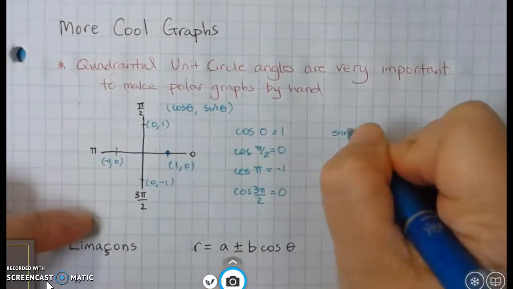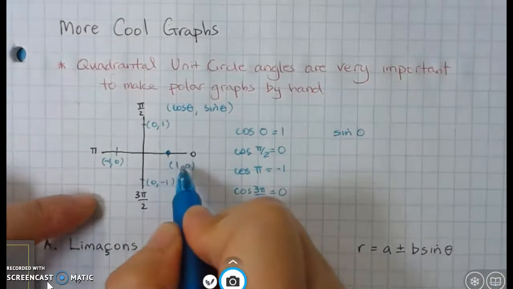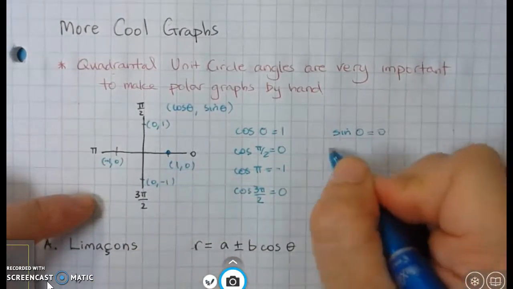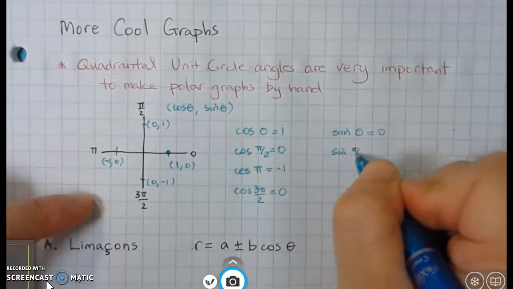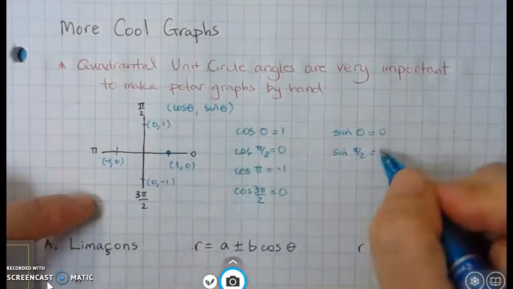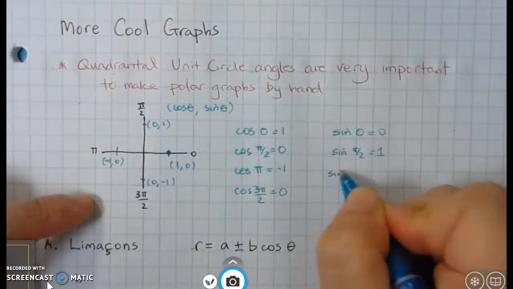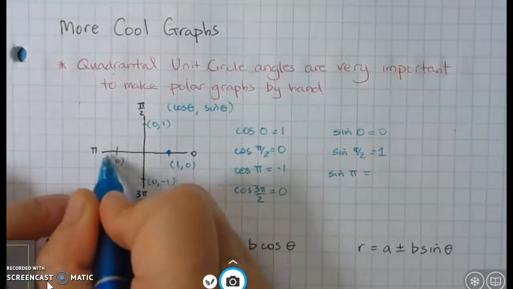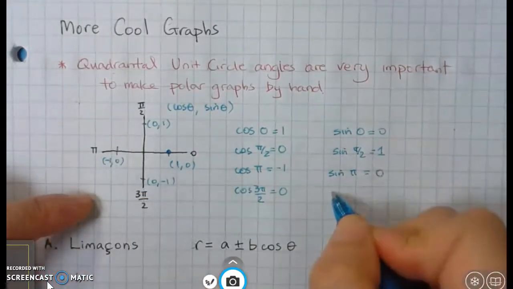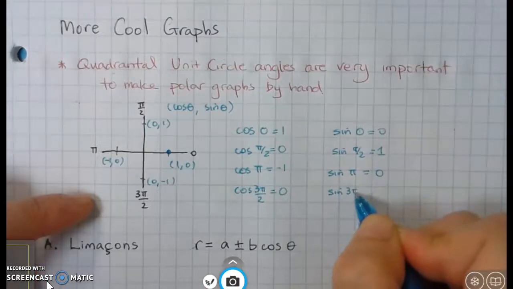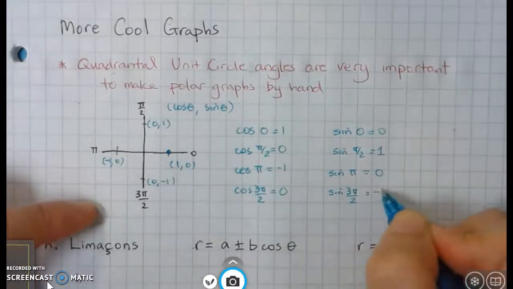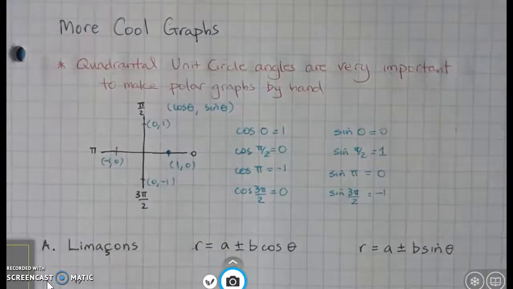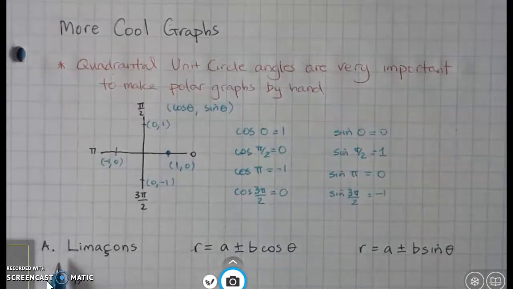What about the sine? Sine of 0 radians: the y-coordinate is 0. Sine of pi over 2 is 1. Sine of pi, 180 degrees, the y-coordinate is 0. And sine of 3 pi over 2 is negative 1. Hopefully you remember this. We're going to be using this, so make sure you can do this quickly and recall accurately.